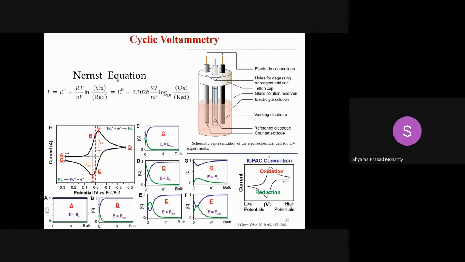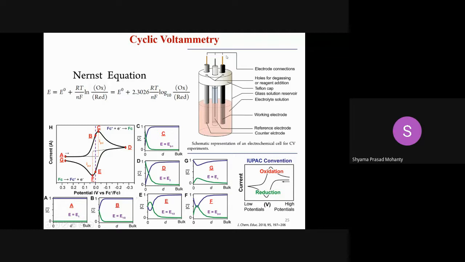So how to characterize any electrode? In electrochemistry, typically one can use cyclic voltammetry, one technique which is used to characterize the electrodes, and it is dependent on the Nernst equation. So the Nernst equation, all of us know that E is equal to E naught, the standard electrode potential, plus RT by nF, where n is the number of electrons, ln the concentration of the oxidized species with respect to the concentration of the reduced species. Or if you convert into log scale, then this will be the relation.